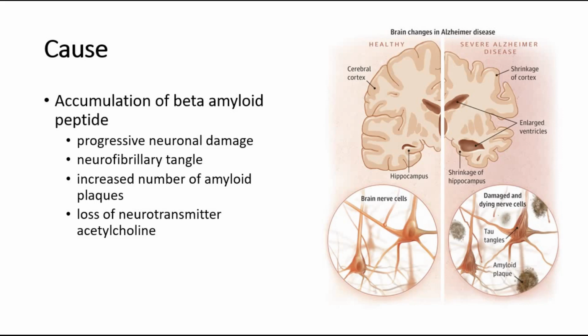So this picture shows the brain changes in Alzheimer's disease. The left side is a healthy brain, showing the brain nerve cells, whereas the right side shows people with severe Alzheimer's disease. There will be brain atrophy, where there is shrinking of the cortex, enlarged ventricles, shrinking of the hippocampus as well. And you can see that there are the neurofibrillary tangles and amyloid plaques.